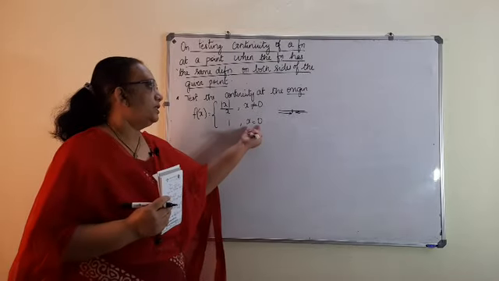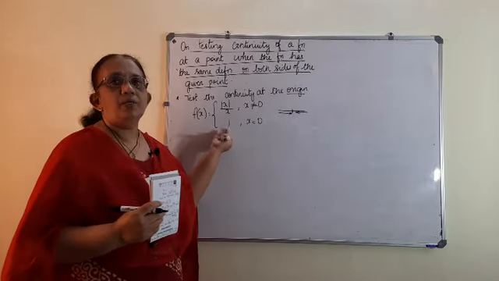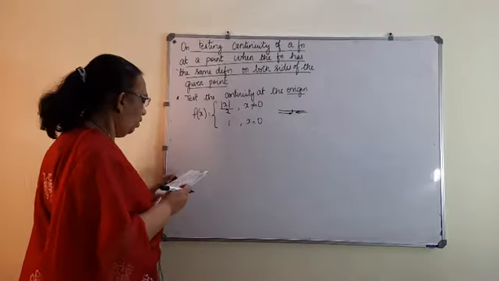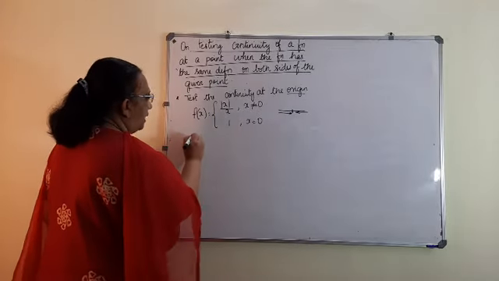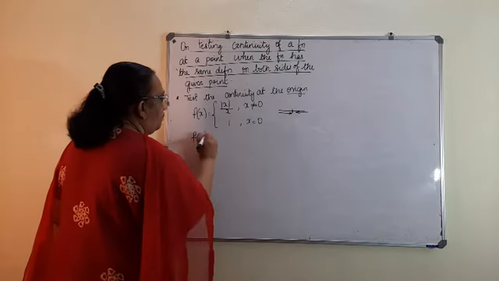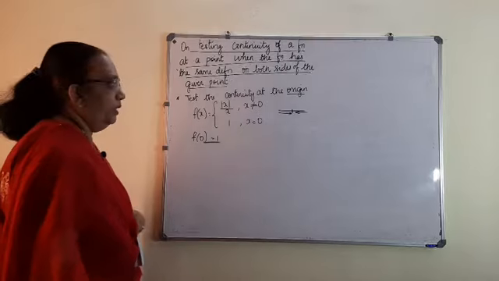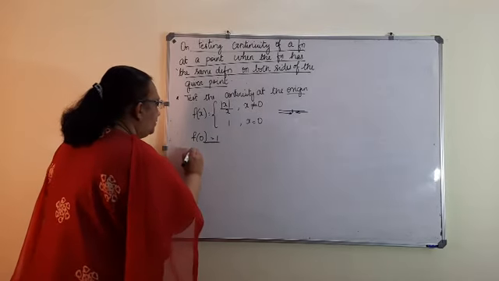At the point x is equal to 0, the value of the function is equal to 1. This is the first property. So how do you start? First you can write f of 0. What is f of 0? It is equal to 1. Now you have to start with the left limit.